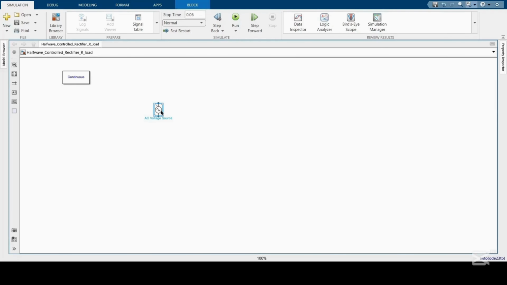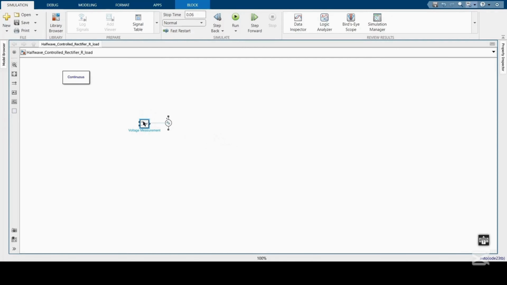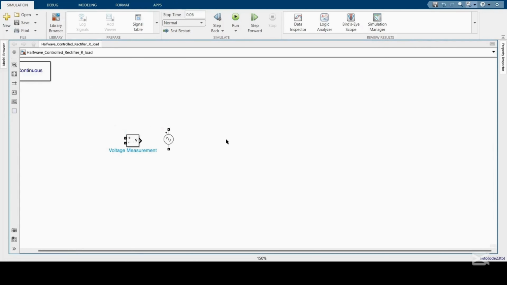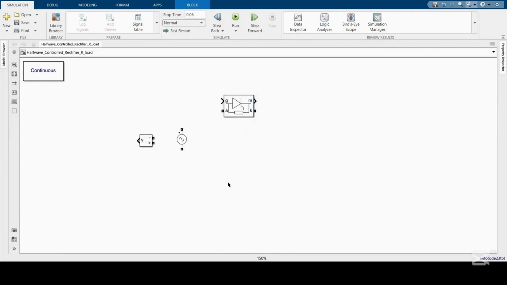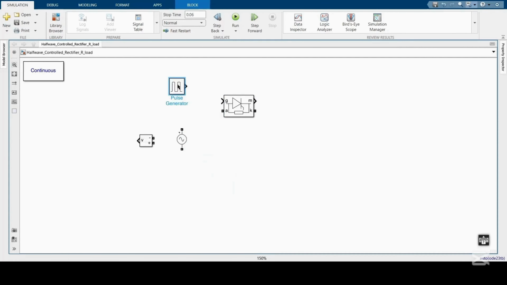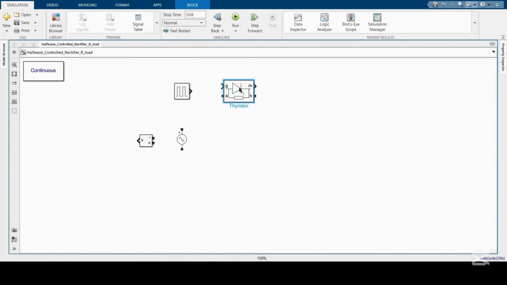First, we have an AC voltage source that provides a sinusoidal input with peak amplitude of approximately 169.7 volts, frequency equal to 60 Hz, and a period of 1/60 seconds. This is the input that we want to rectify. We have two voltage measurement blocks: one before the thyristor, to observe the AC input voltage, and one across the resistor, to measure the rectified output voltage.